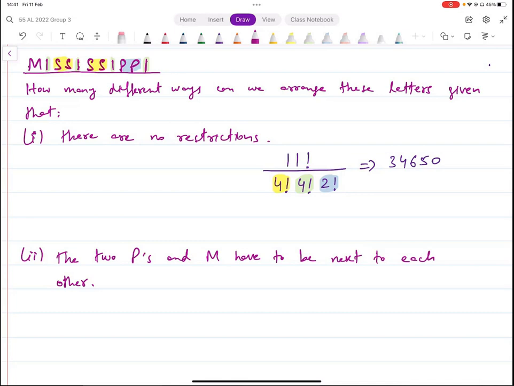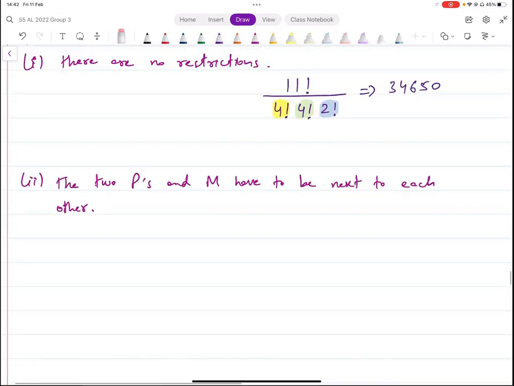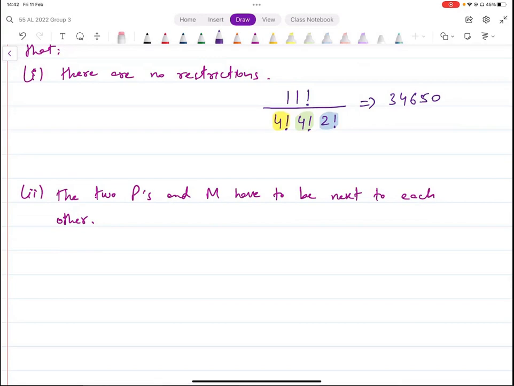Earlier there were 11 letters, and we would think of it as 11 different boxes, उससे हमारे पास 11 factorial ही आ रहा था. But now we have to put some objects together. And which are those three objects? We've got some P's, two P's, and one M.